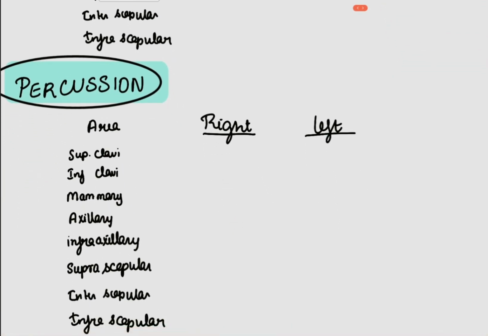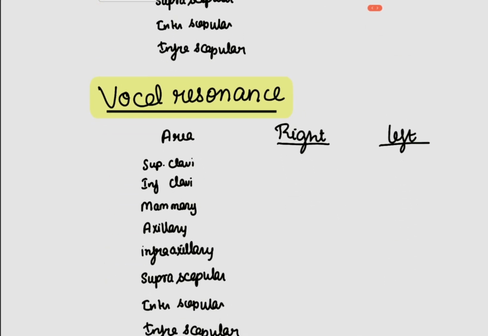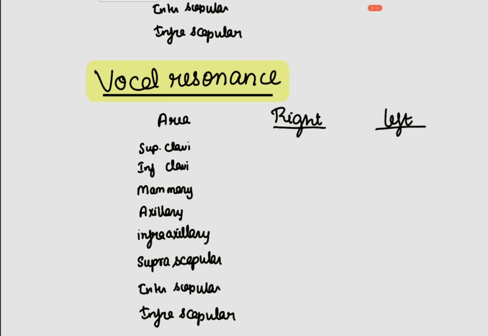Percussion, be thorough with the steps. They will definitely ask you about the pleximeter and similar questions related to it. Then next, auscultation, breath sounds. Look at all the areas simultaneously on both left and right side. Then we have vocal resonance. Look at both sides simultaneously.